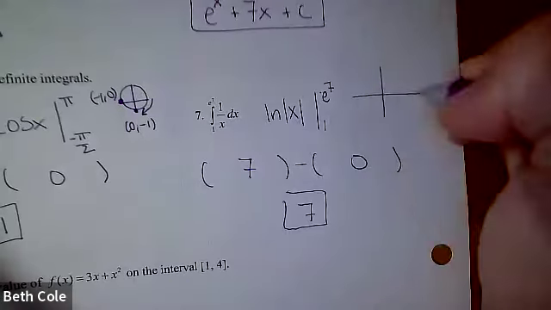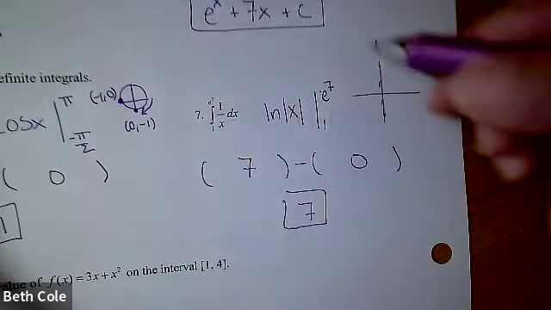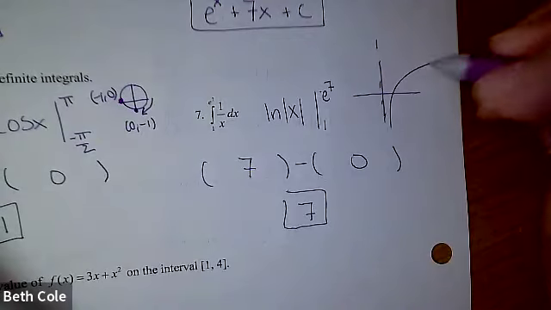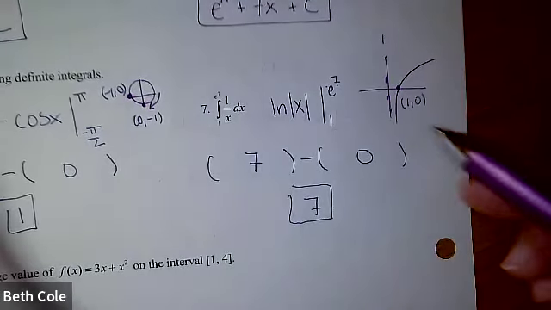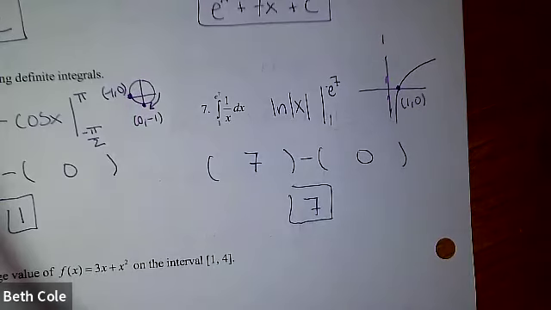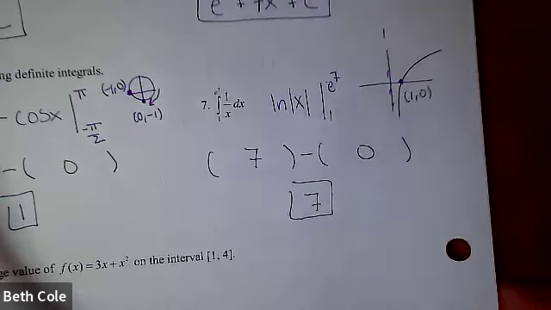If you want a visual, your ln function has a vertical asymptote at 0, looks like this, and you have that 0 at 1 on the graph. So ln of 1 equals 0. I like a graph. I'm a very visual learner, so I like having pictures.